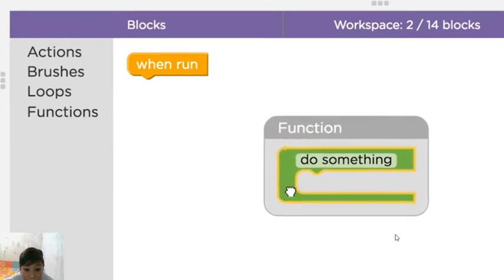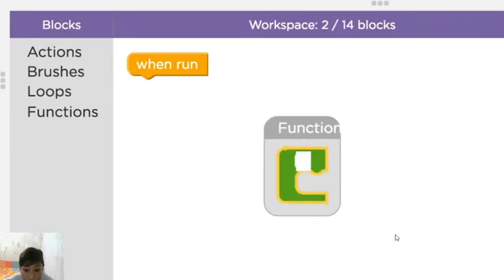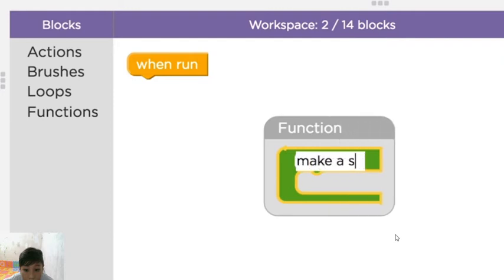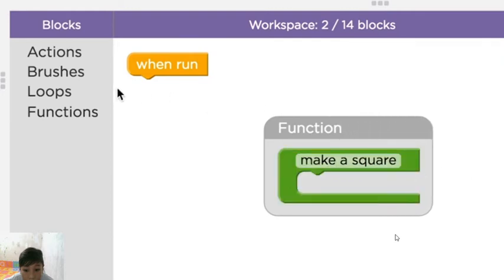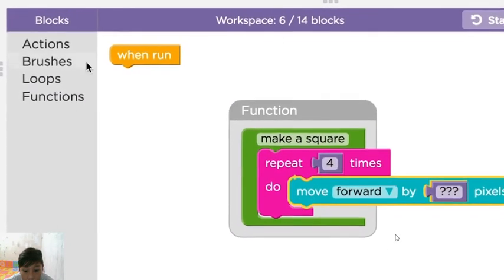Drag that block out into your workspace and rename it to something new that better describes what your function will do. I'm calling this one Make a Square. From here, you can drag blocks into the function to specify what you want to happen when the function is used.